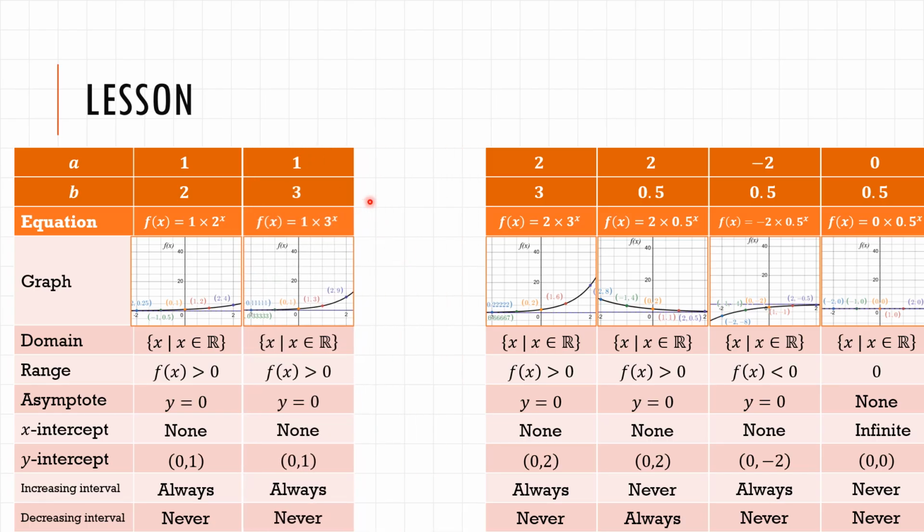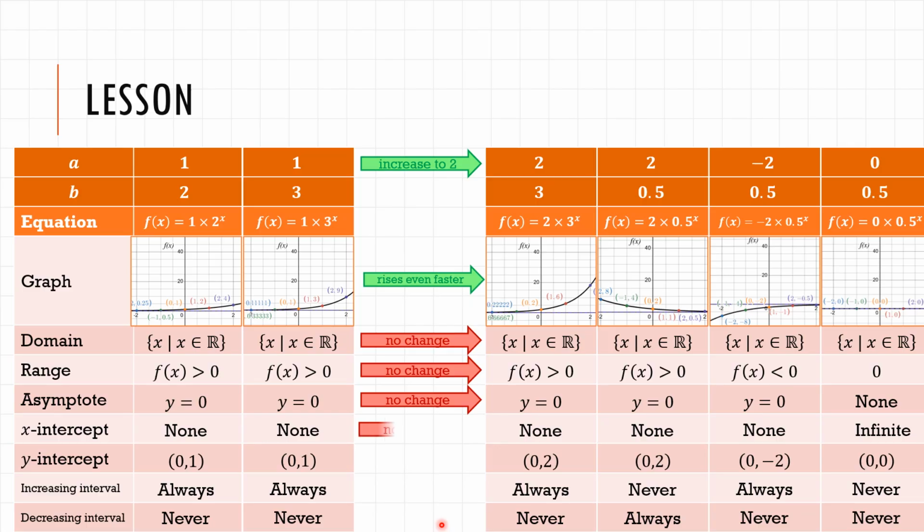When we increase the initial value from 1 to 2, that changed some things. Well, that made the graph rise even faster than it did before, but many of the properties still remain the same. The domain, the range, the asymptote, the x-intercept. But something did change, and it did change in a very unique, very special way. The y-intercept changed from (0, 1) to (0, 2).